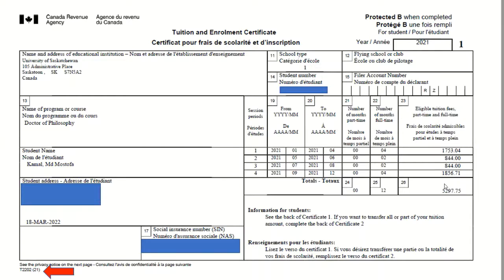Okay, and you need to provide this tuition information in the software. Unless you provide this information, you cannot submit your tax return free of cost, because this will justify that you are a student and you paid some tuition fees in 2021, which will allow you to submit your tax return free of cost.